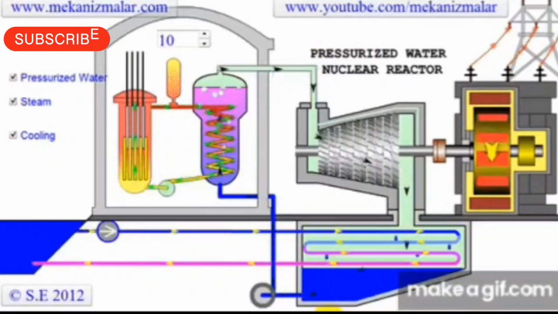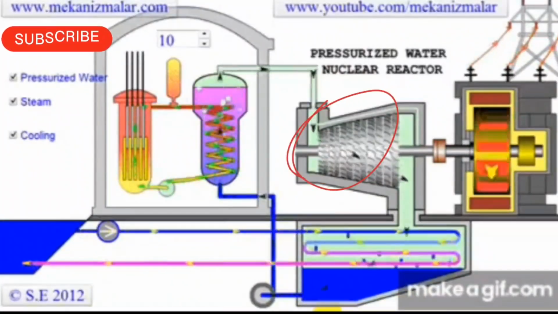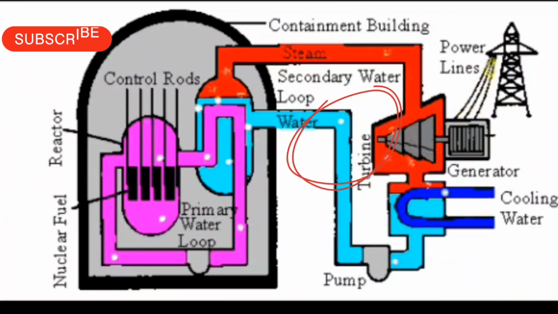4. Turbine and generator. The steam spins the blades of the turbine, which is connected to a generator. As the turbine spins, the generator produces electricity using electromagnetic induction. This is the same principle used in hydroelectric and thermal power plants.